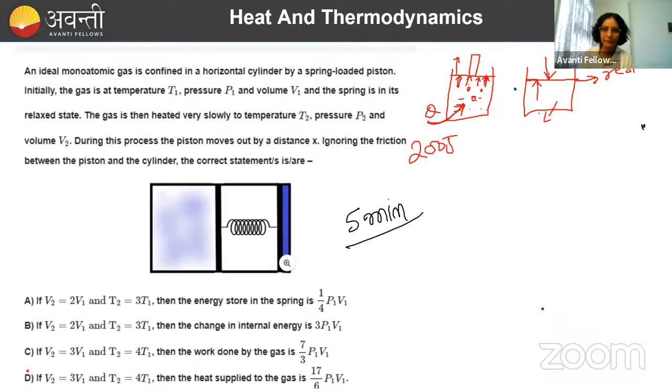Because of the gas contained, these two pressures must be equal. That is why this is at rest. Done. Now what's happening? We are supplying it heat. This pressure P will increase.